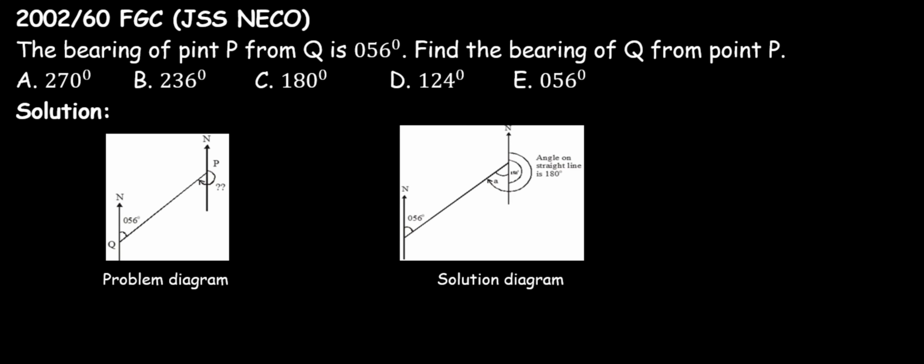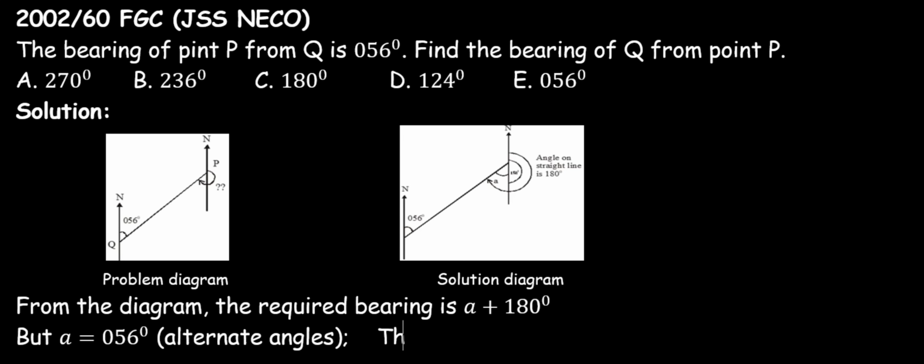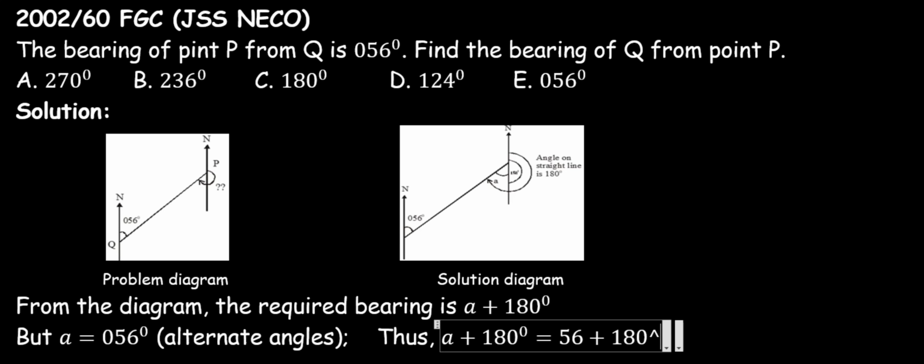If you look at the arc at point P, it was carefully drawn to show the required bearing. I will mark out 180 degrees, which is angle on a straight line. From the diagram, the required bearing is A plus 180 degrees. But we know that A is equal to 056 degrees, reason: alternate angles. Thus, A plus 180 is equal to 56 plus 180 degrees, which is equal to 236 degrees.